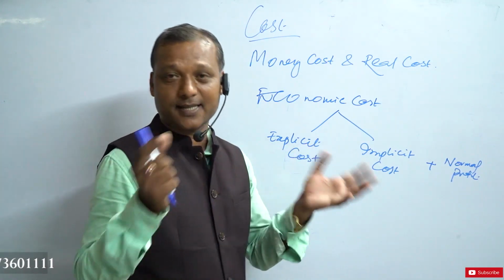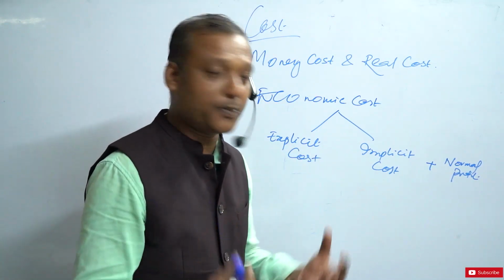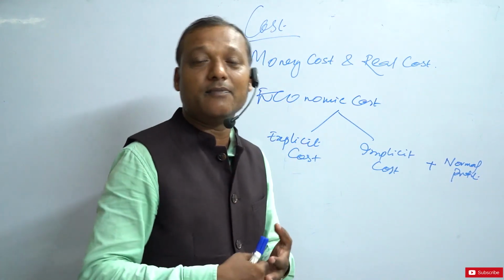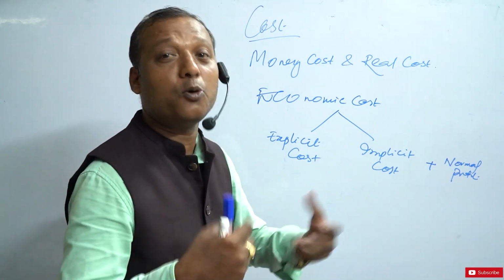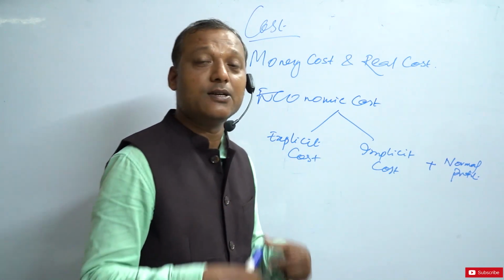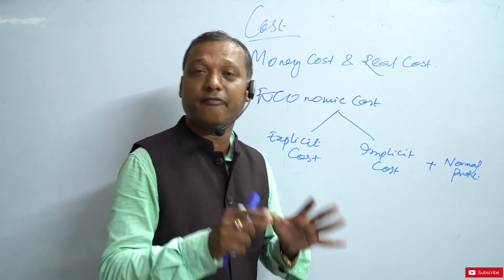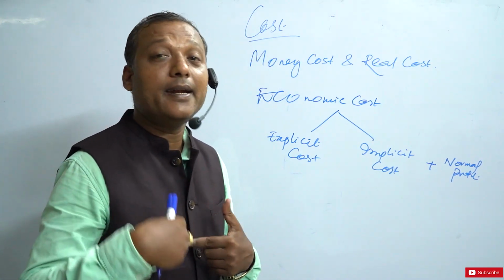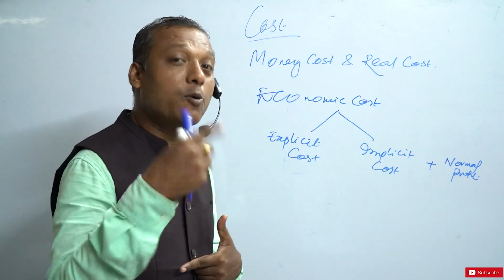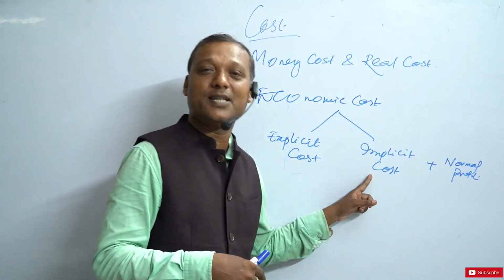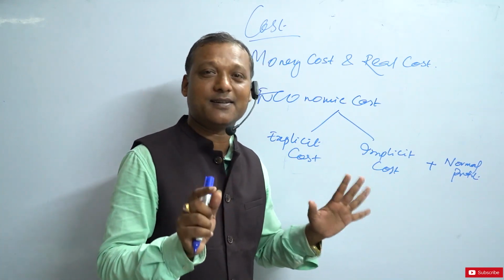But it's not necessary that all producers take loans from outside or go for bank finance. Sometimes the producer may have his own resources, his own finance. In that case, the interest which he would be supposed to pay outside, he retains himself. And that is a part of implicit cost. You understood? I hope you understand everything.